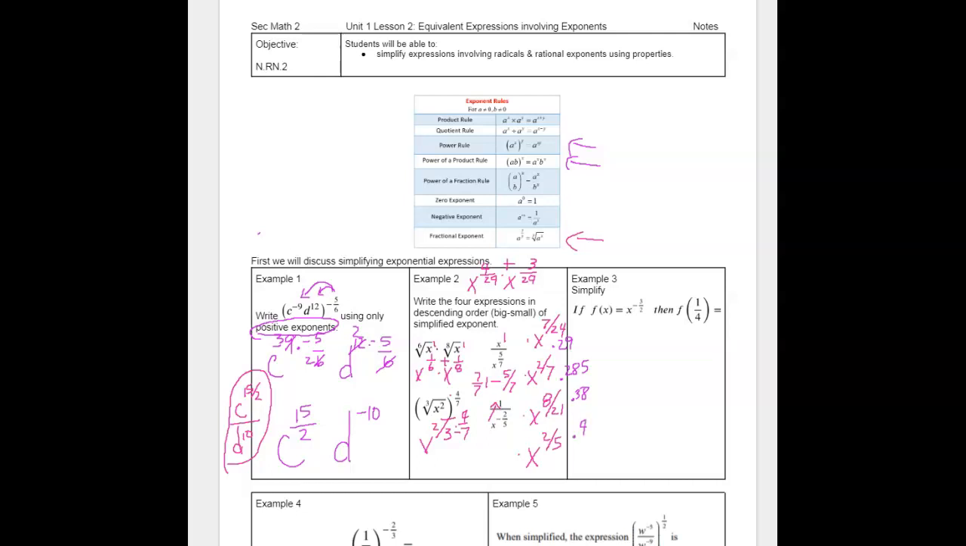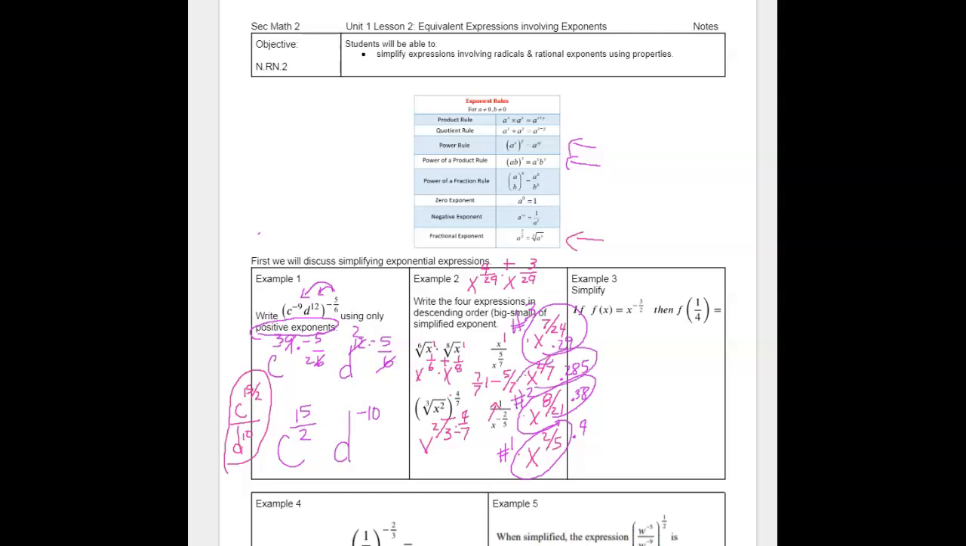So the largest one is going to be this. So this would be first. I'll put a number 1 by it. Our next largest, number 2. This is actually bigger, so number 3.